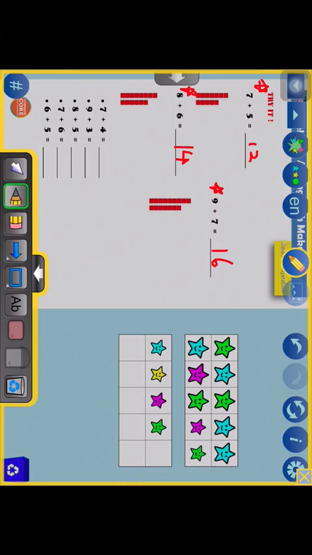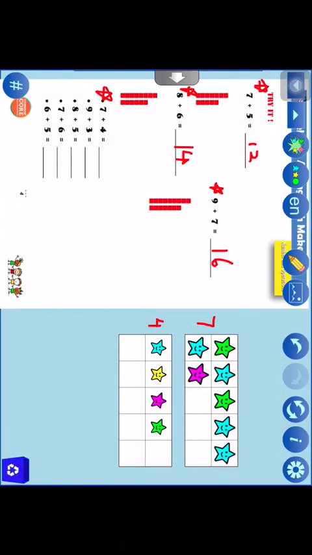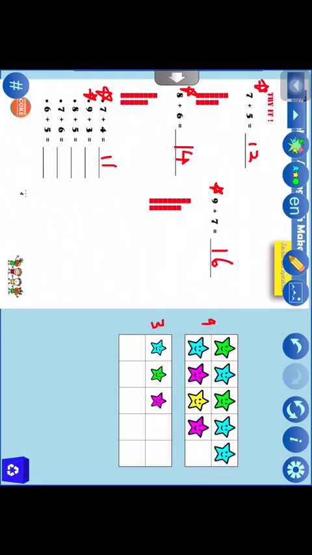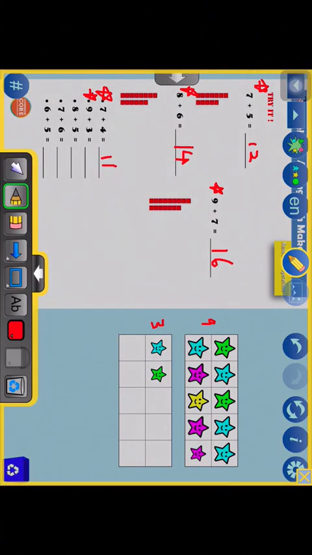Then we have 7 plus 4. So we may regroup by moving 3 stars upwards. So we have 10 and 1, which is 11. And then we have 9 plus 3. We may regroup by moving 1 star upward. So we have 10 and 2, which is 12.